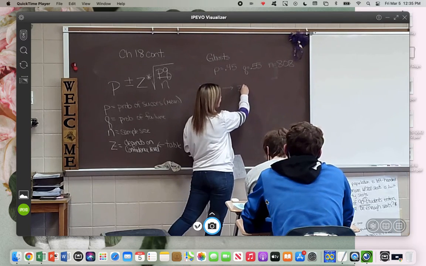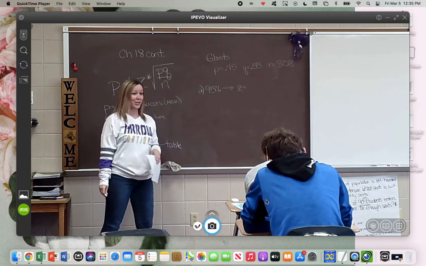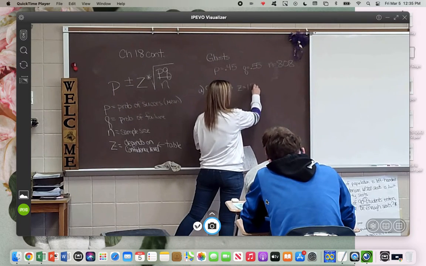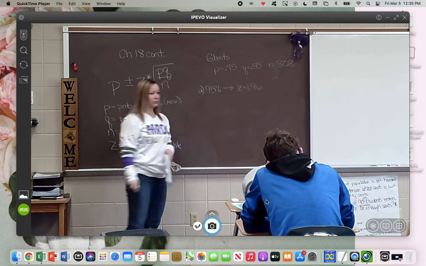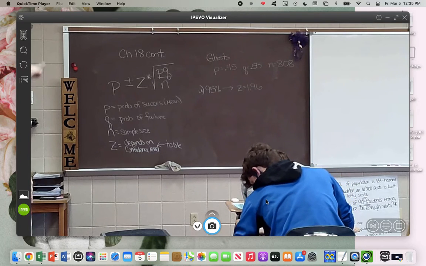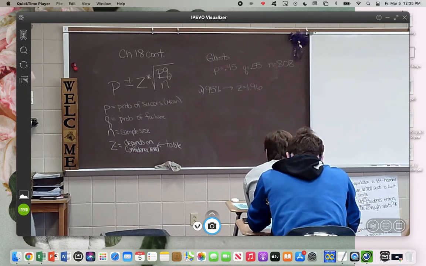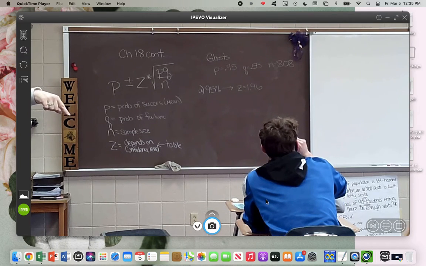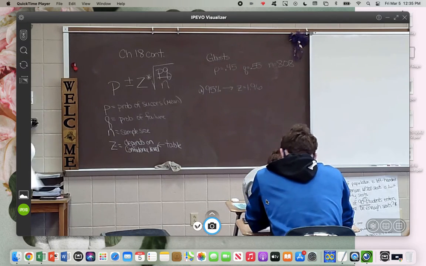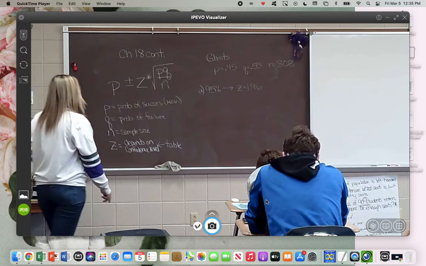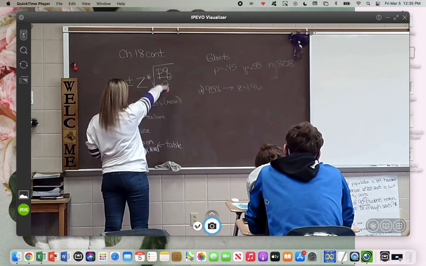Now this is one I told you to remember. You remember what it is? 1.96. Now we did that in our notes yesterday, but if we didn't, we would draw the curve, we would find out the tail is 2.5%, we would look for 0.975 on the chart, and then it would go to exactly 1.96. So now we have everything we need to plug into the formula.